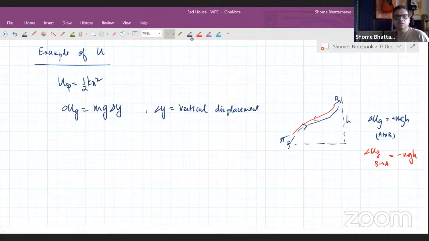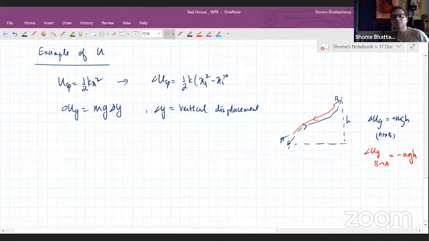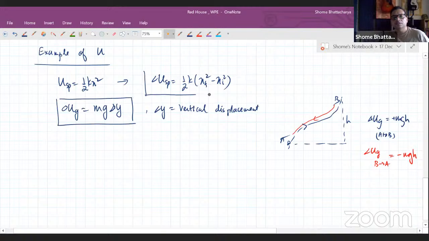Whereas for the spring, we have the direct formula like this. So the change in potential energy for any situation for the spring will be nothing but half k into final x square minus initial x square. And that is your final minus initial. So these are the two formulae that we'll be using in applications.